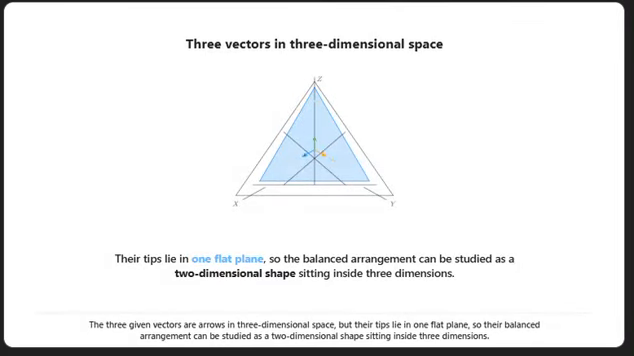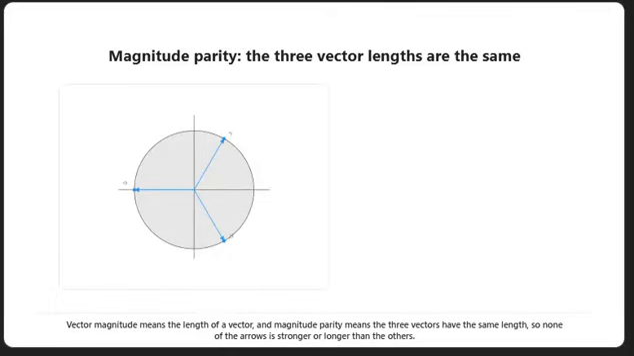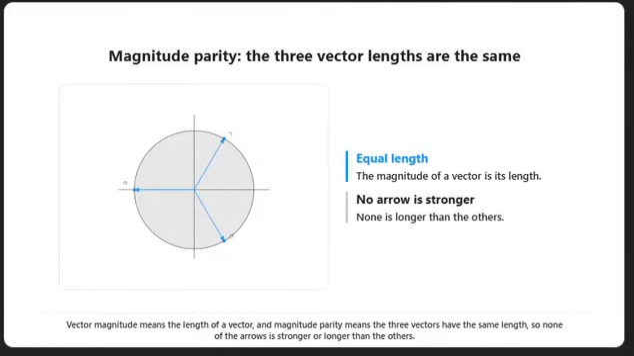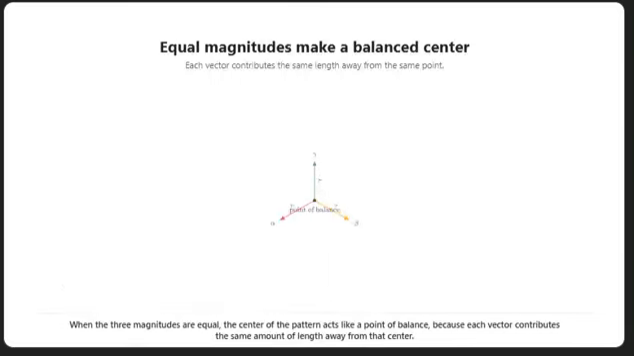The 3 given vectors are arrows in 3-dimensional space, but their tips lie in one flat plane, so their balanced arrangement can be studied as a 2-dimensional shape sitting inside 3 dimensions. Vector magnitude means the length of a vector, and magnitude parity means the 3 vectors have the same length, so none of the arrows is stronger or longer than the others. When the 3 magnitudes are equal, the center of the pattern acts like a point of balance, because each vector contributes the same amount of length away from that center.